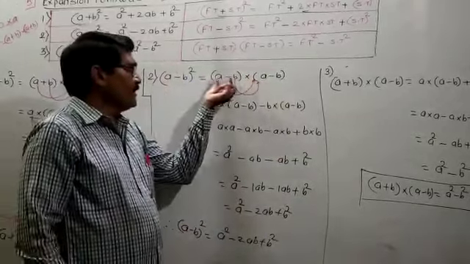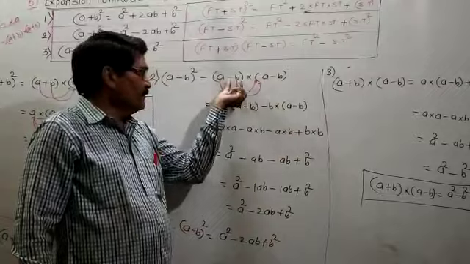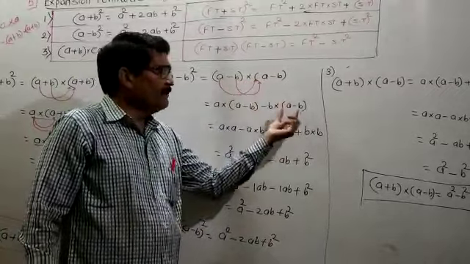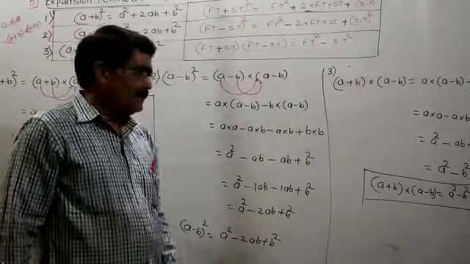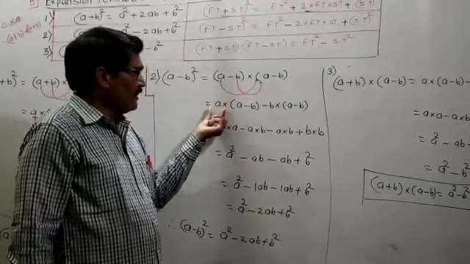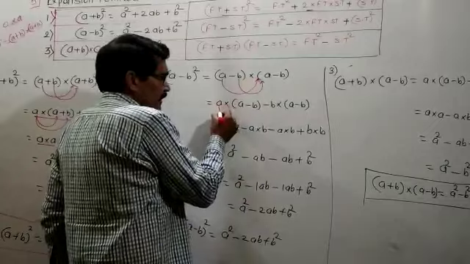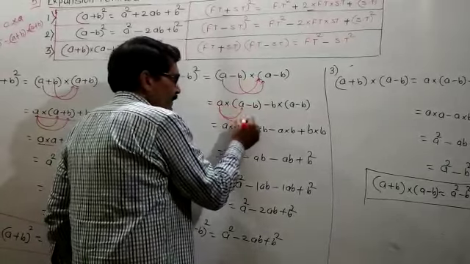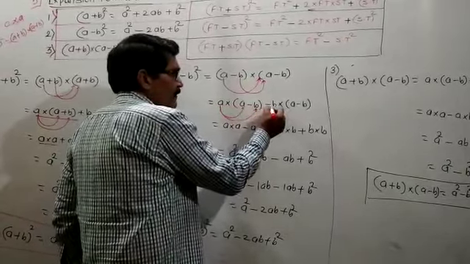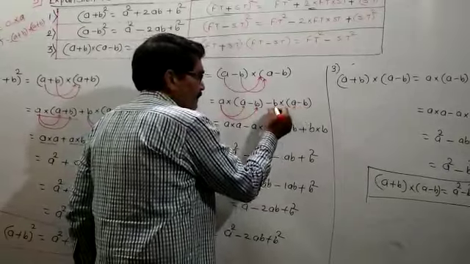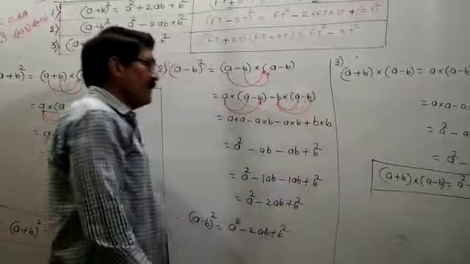Then I will write this as a multiplied by (a minus b), minus b multiplied by (a minus b). Everybody understand? After that again you have to utilize the distributive law. How you have to utilize the distributive law, that you have to see. A multiplied by a and b, then b multiplied by a and b. Everybody understand?